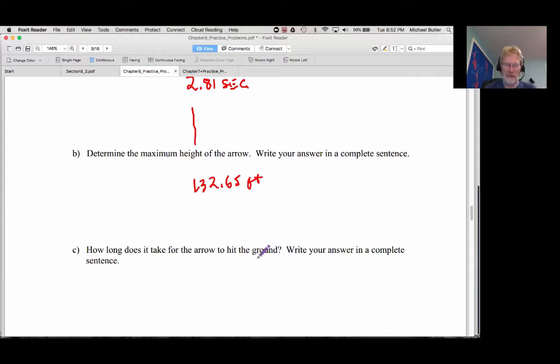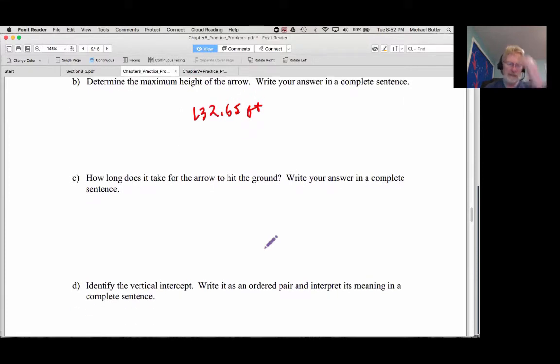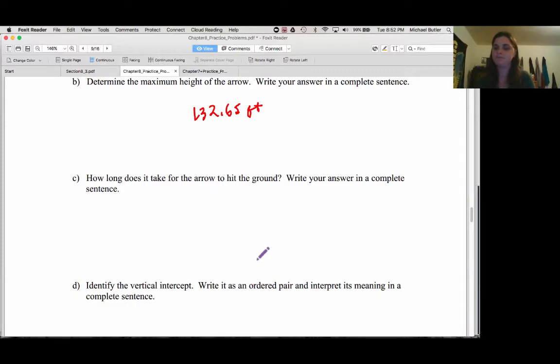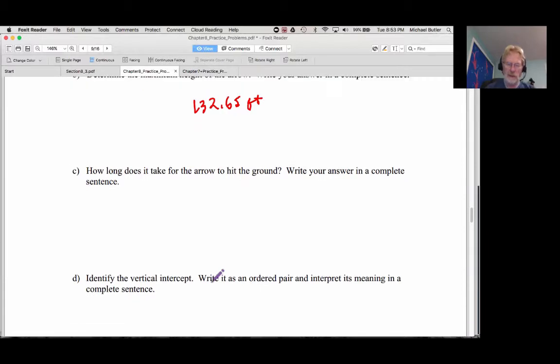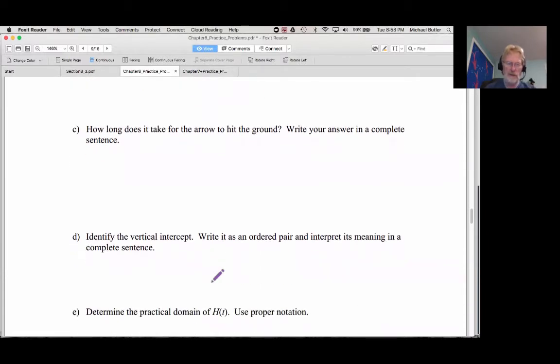All right, how long does it take the arrow to hit the ground? Write your answer in a complete sentence. So that would just be the intersect thing again, wouldn't it? It is, exactly. So now we got these next 2 ones, we can do the vertical intercept without having to go to the calculator. So I'm going to do D real quick, and then we'll come back and do the horizontal intercept, all right?